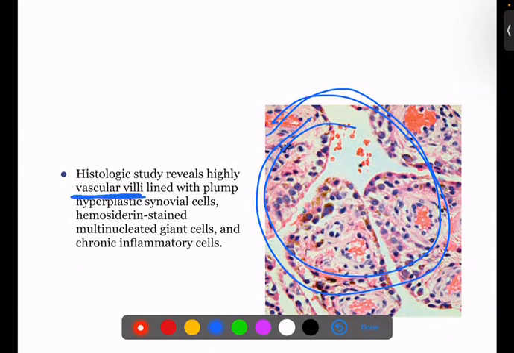We told you about the hemosiderin part: hemosiderin-stained multinucleated giant cells and chronic inflammatory cells. PVNS, villi, hemosiderin.